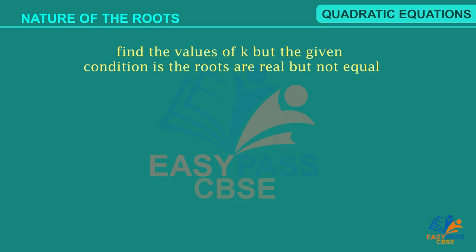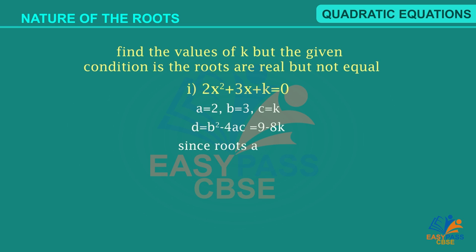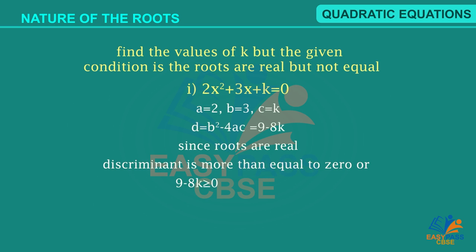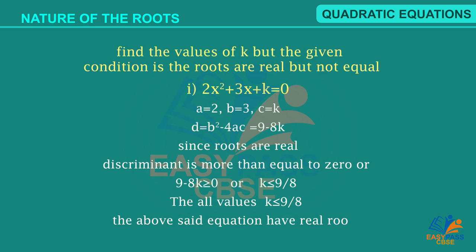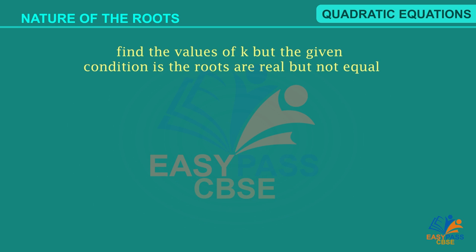So, question number 1. 2x square plus 3x plus k equal to 0. a is equal to 2, b is equal to 3, c is equal to k. The discriminant b square minus 4ac is 9 minus 8k. Since roots are real, the discriminant is more than or equal to 0, so 9 minus 8k greater than or equal to 0, or k is less than or equal to 9 by 8. That means for all values of k less than or equal to 9 by 8, the above equation has real roots. One more question in this model.